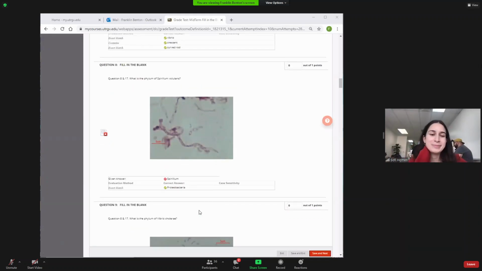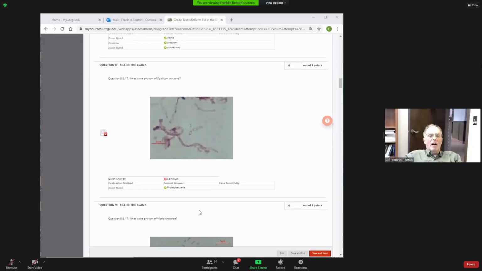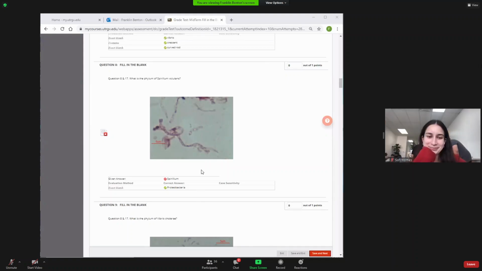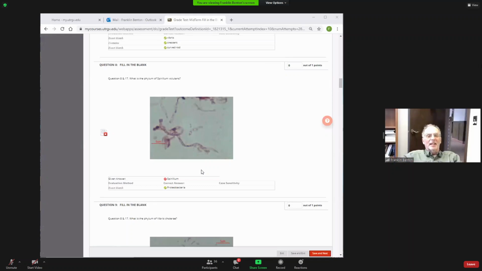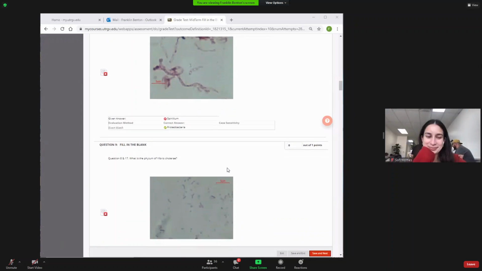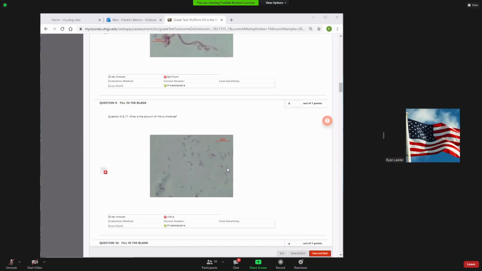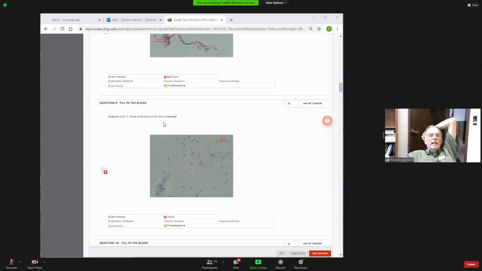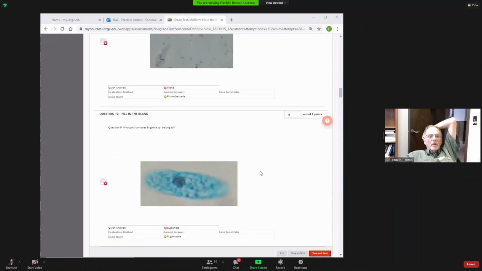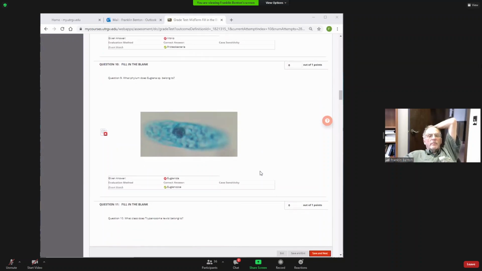Dr. Benton, for this one, I put spiral. That's the shape. Oh, that's the shape. I don't think that'll work. Okay, I tried. Now, what is the phylum of the Vibrio? Proteobacteria. Proteobacteria also. Vibrio, again, is the genus. It's also the shape.